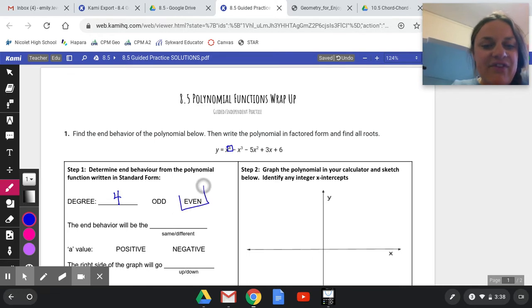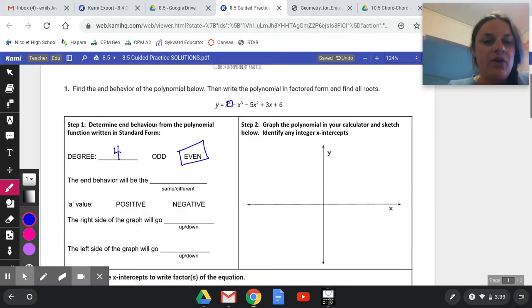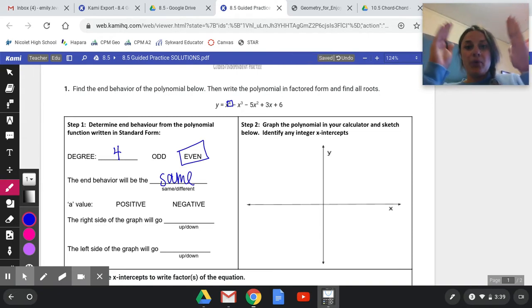4 is an even number, so it's an even polynomial, which means that the end behavior will be the same. So they're either going to both be going up, both of the ends of the polynomial are going to end going up, or they will both end by going down.